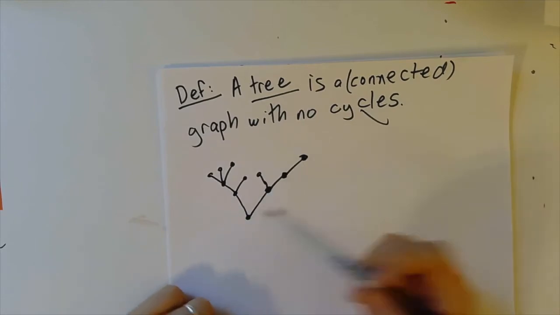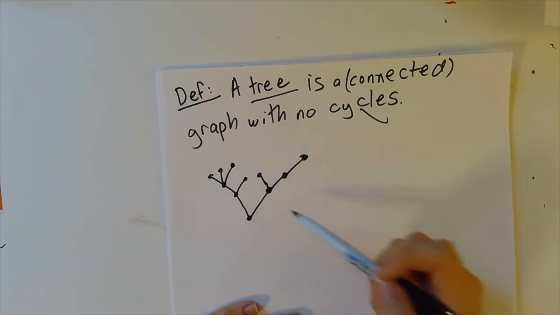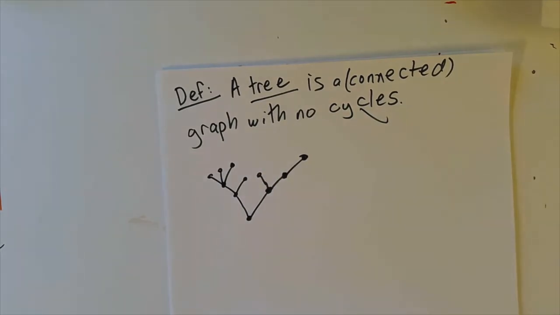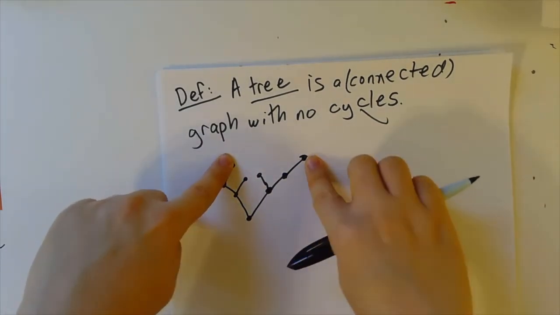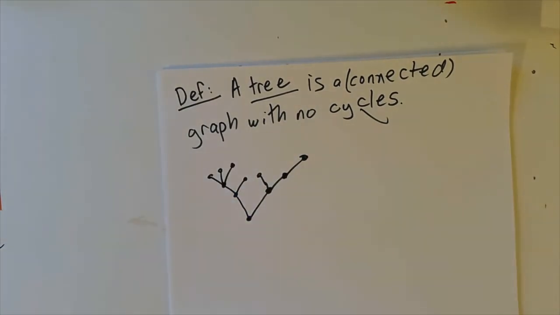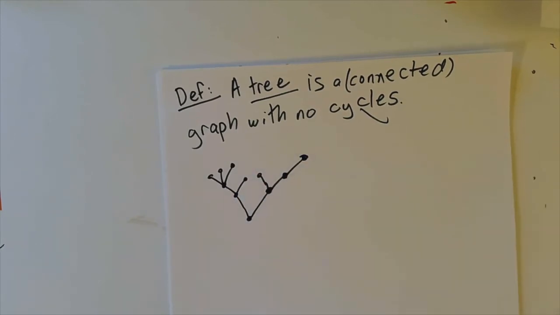And so something like a family tree, for example, is a tree where you end up with this kind of picture. But as soon as I connected, say, this point and that point, then it would no longer be a tree, because that would make a cycle that I could loop around. Okay.